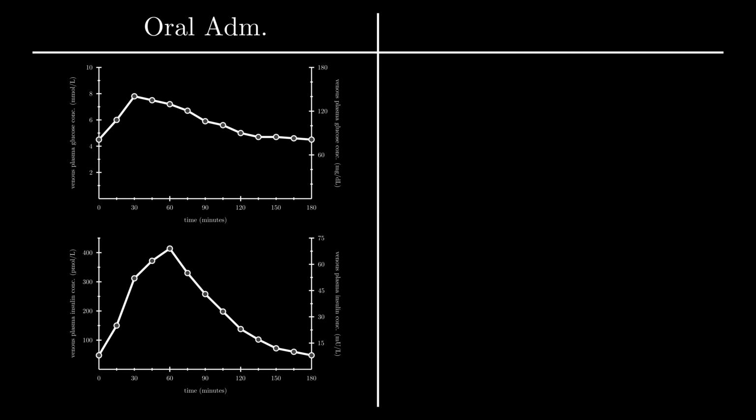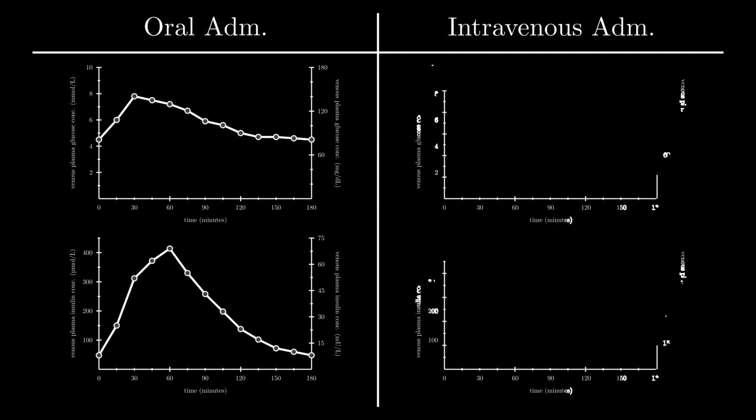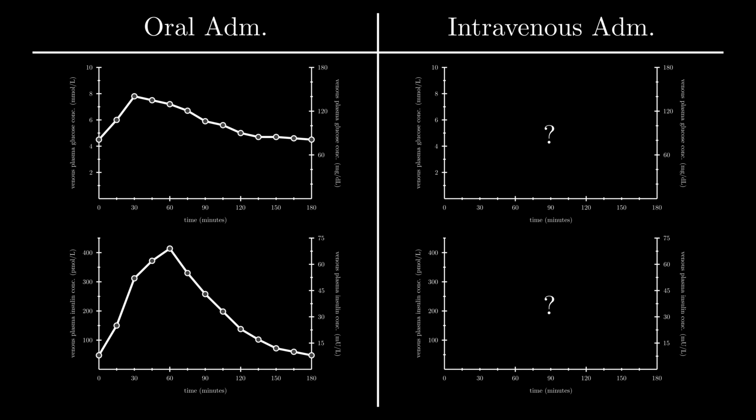But what if, instead of drinking the glucose, we injected it directly into the bloodstream? Or even better, what if we could intravenously infuse glucose in such a way that it recreates the same glucose curve seen after oral intake? That would allow us to isolate the effect of the route of administration on insulin secretion. So how would we actually do that in practice?